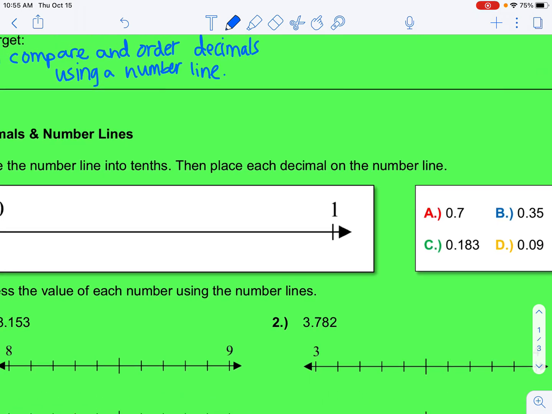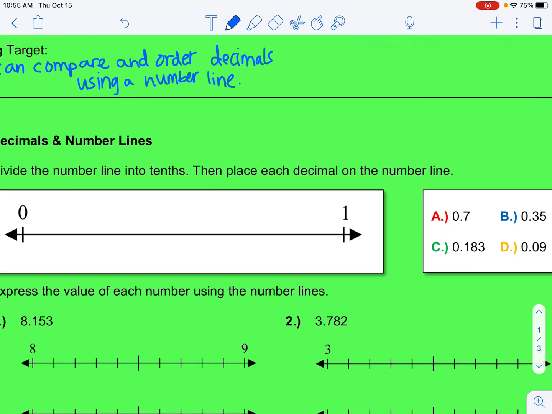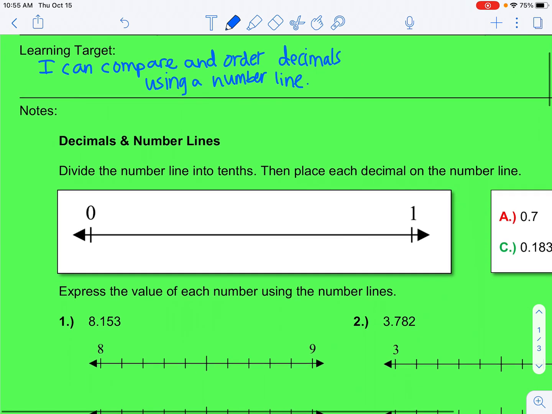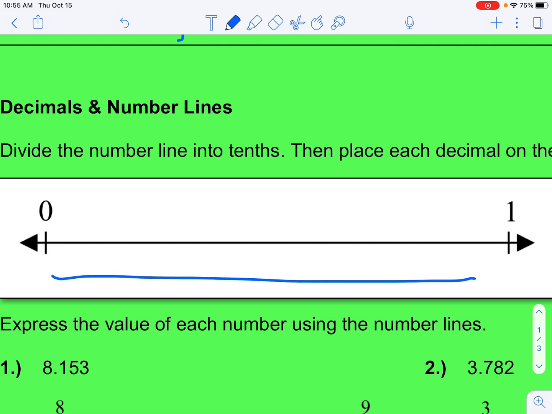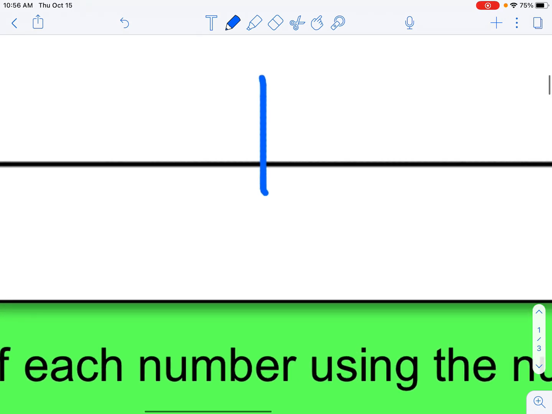Okay, so let's look at this top part. We need to divide the number line into tenths, then place each decimal on the number line. So I have a number line from 0 to 1. What I want to do is split this up into tenths. So that means I need 10 lines in between 0 and 1. I like to split it in half first. So this right here is halfway. So it would be 0 and 5/10.